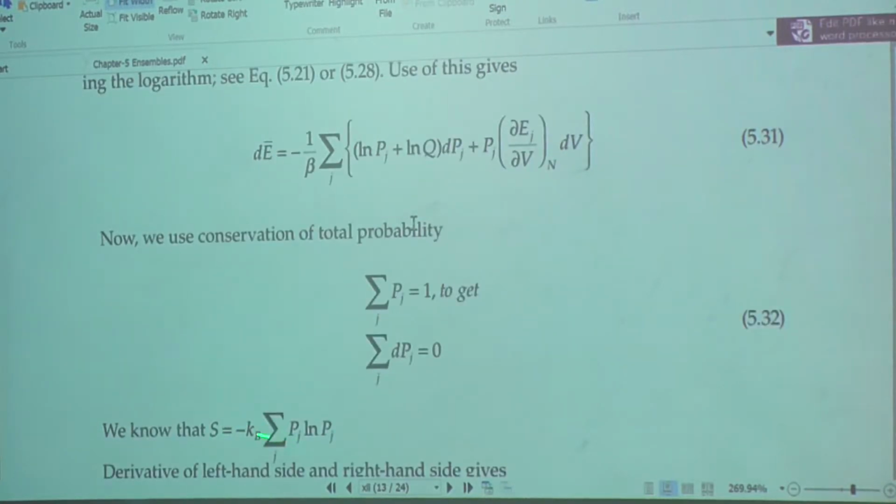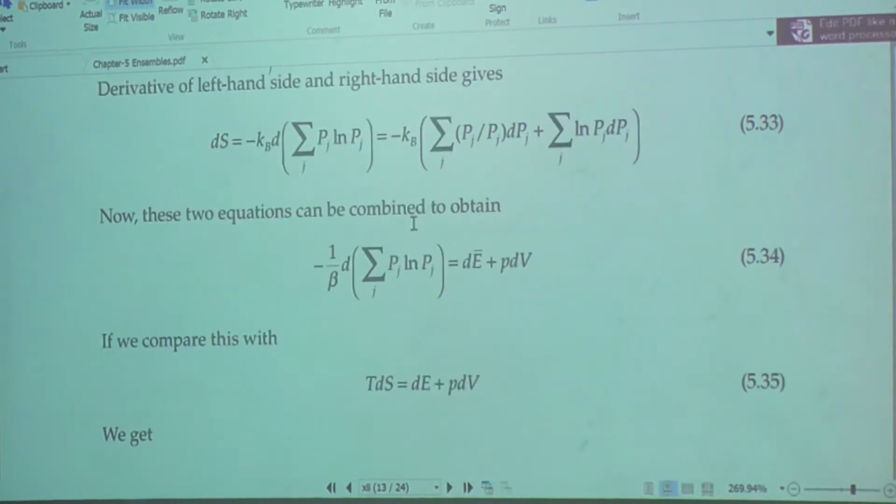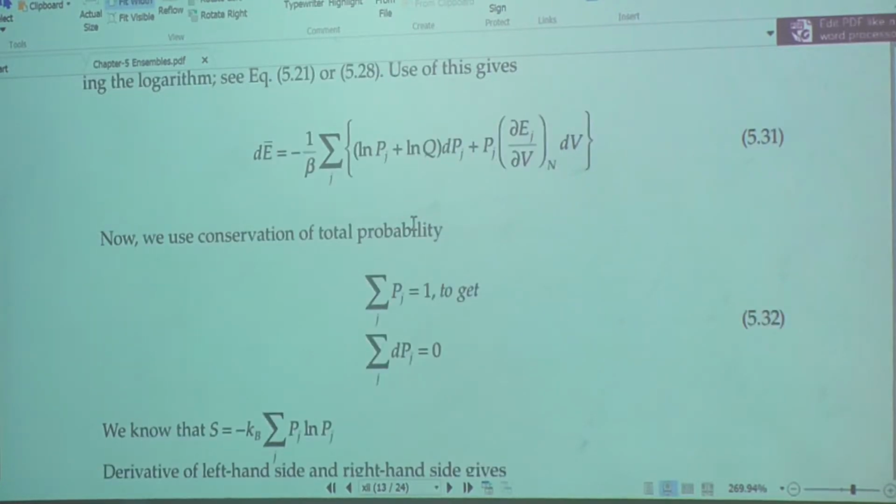So this term I am going to use now, and we are taking the derivative. What do I get? I get one term. It becomes 1 over Pj dPj, d of ln Pj, and the rest is ln Pj dPj, because I take the differential of this and the differential of that. So ln Pj becomes 1 over Pj, and that is here. Now we can combine these two equations to get dPj equal to dE plus P dV. Why? Because we already have this equation here.